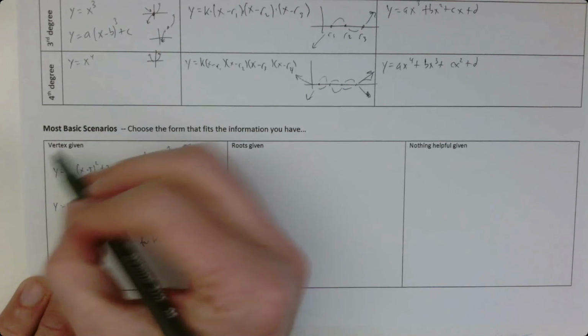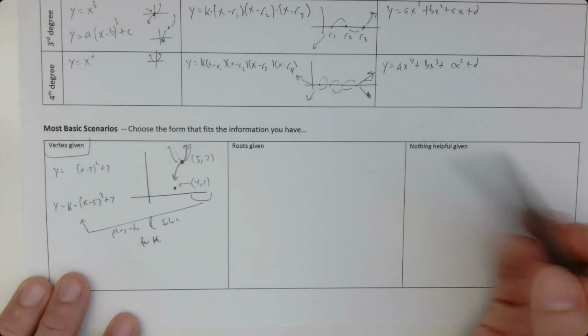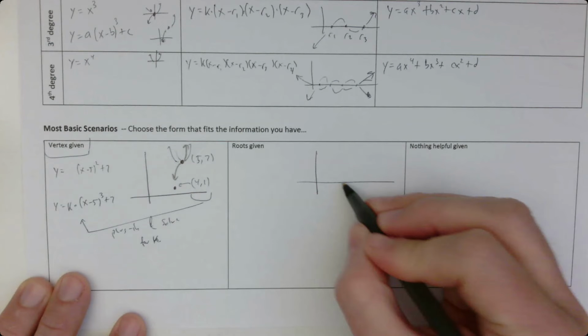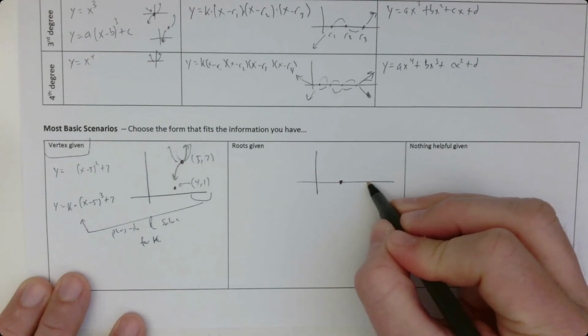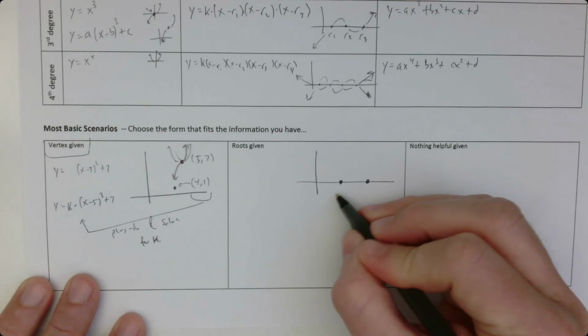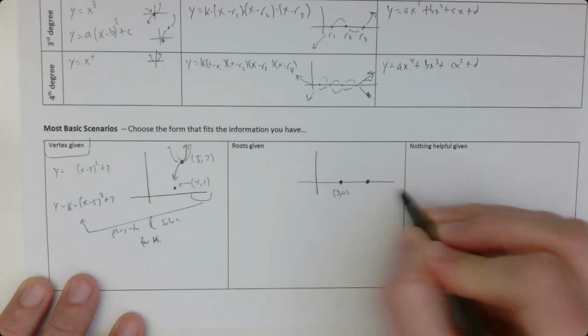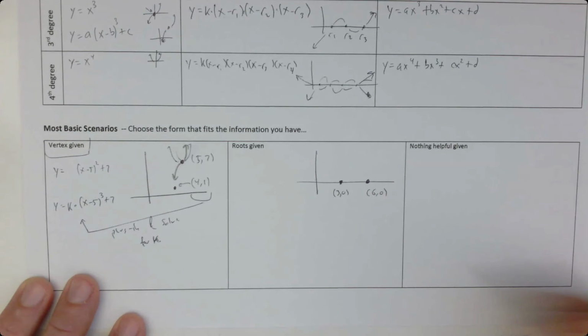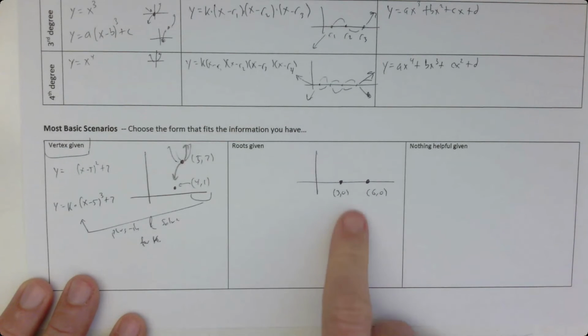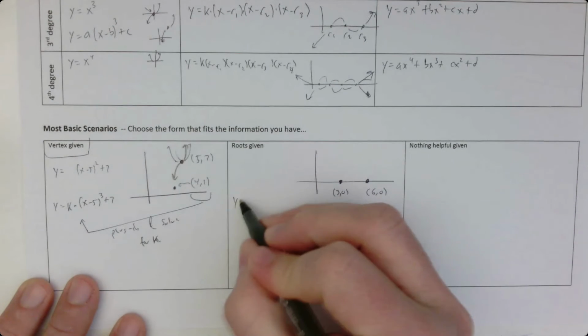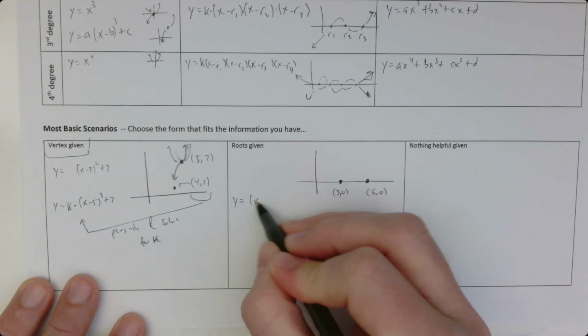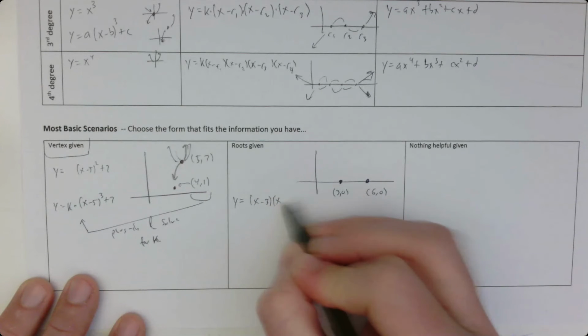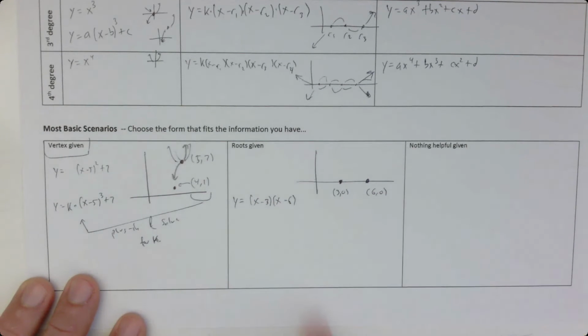All right, so that's vertex given. What about roots given? Let's think about that. So let's pretend I've got, let's make it 3, 0, and 6, 0. So again, this would be really easy to do given root form, because we know that just x minus 3, x minus 6, that's going to put a quadratic curve through my 2 points.